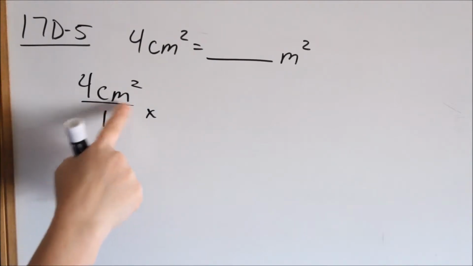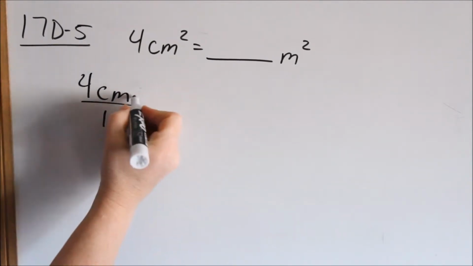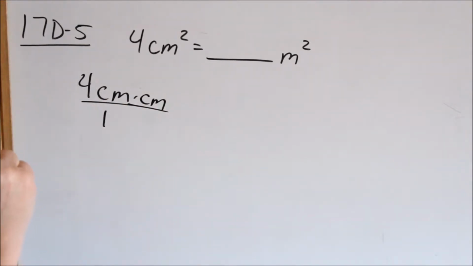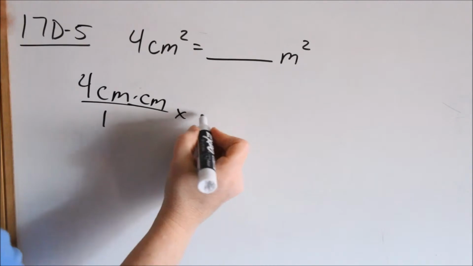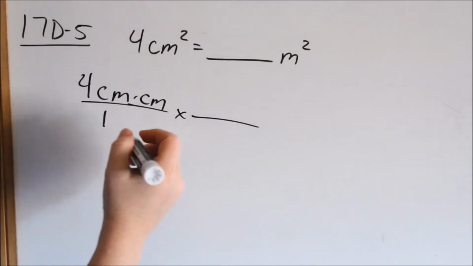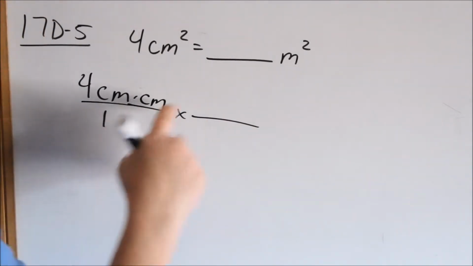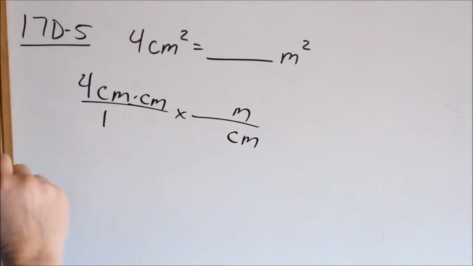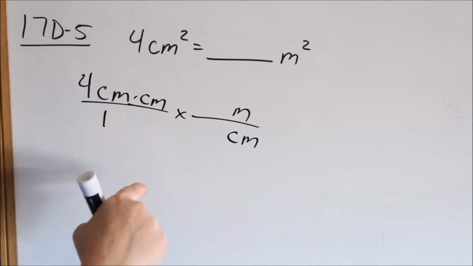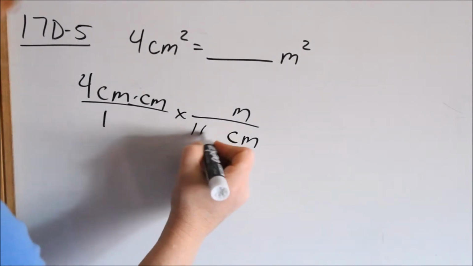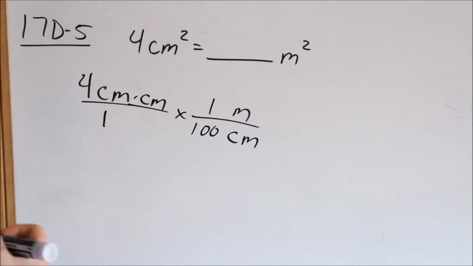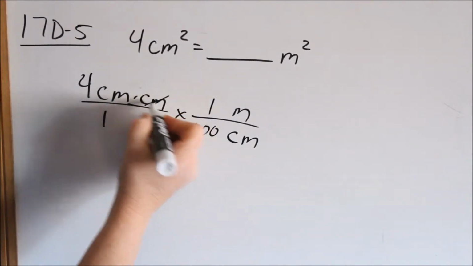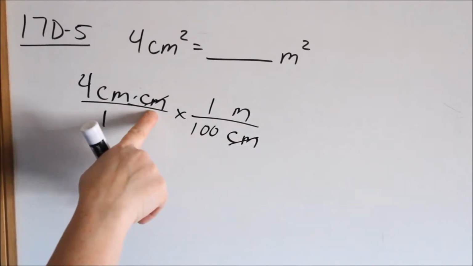Square centimeters is the same thing as saying centimeters times centimeters. Centimeters times centimeters means square centimeters. So I'm going to convert to meters. Centimeters in the numerator here means it needs to be in the denominator here for it to go away, which means meters has to be in the numerator. The conversion for that is 100 centimeters equals 1 meter. Only doing one conversion factor has 1 centimeter canceling here.